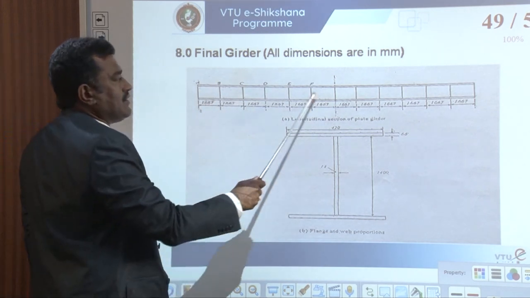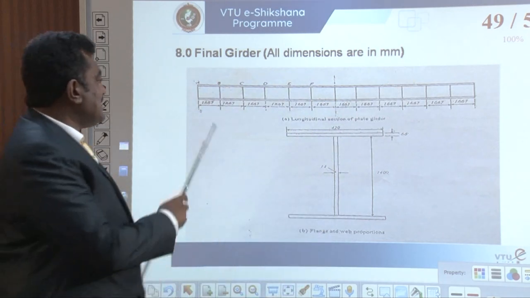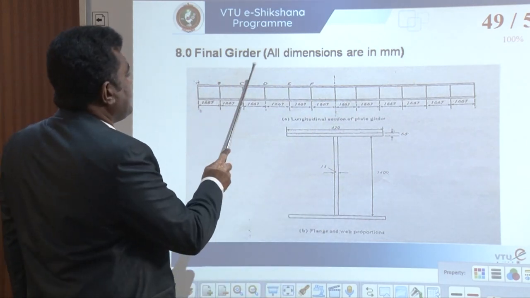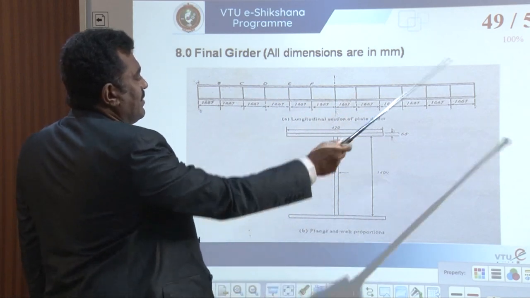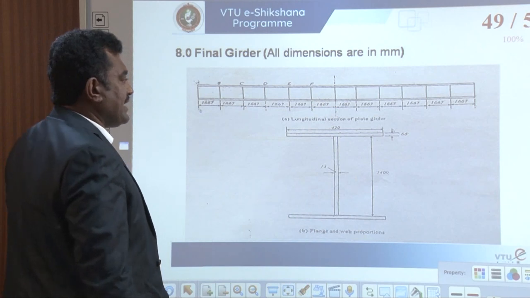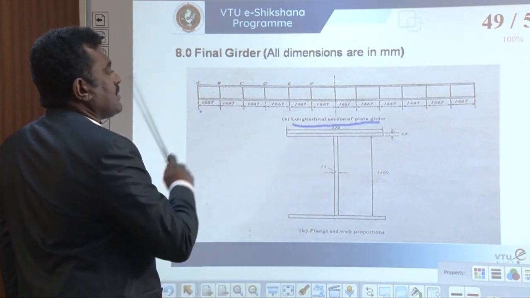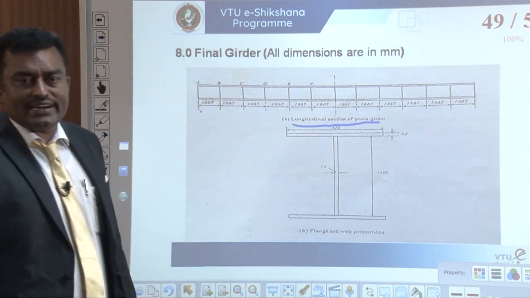These are intermediate panels. We are providing stiffeners at this distance, 1667, A, B, C, D, E, F, like that. Similarly for the symmetrical span. Then this is what we call the Langdonald section of a plate girder.